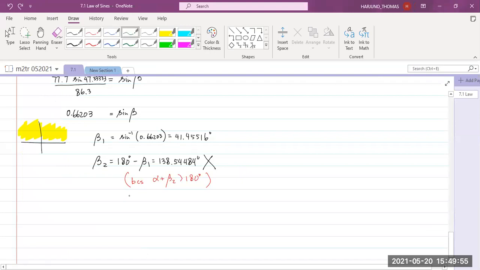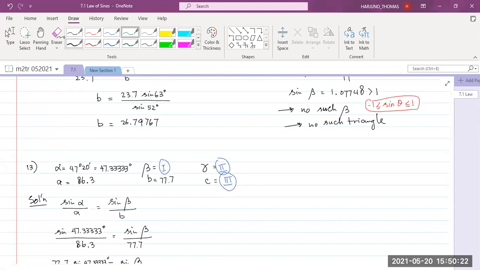Also, because A is greater than B, therefore alpha should be greater than beta 2. So there are actually two reasons why we reject that. For that reason, we have only one angle for beta, that is 41 point something. That's 41.45516 degrees.